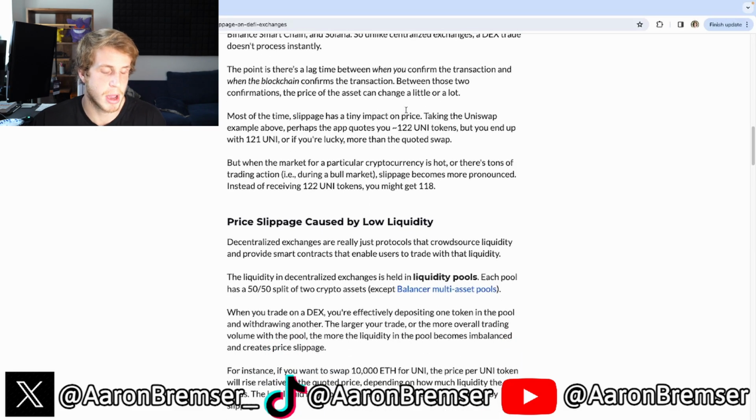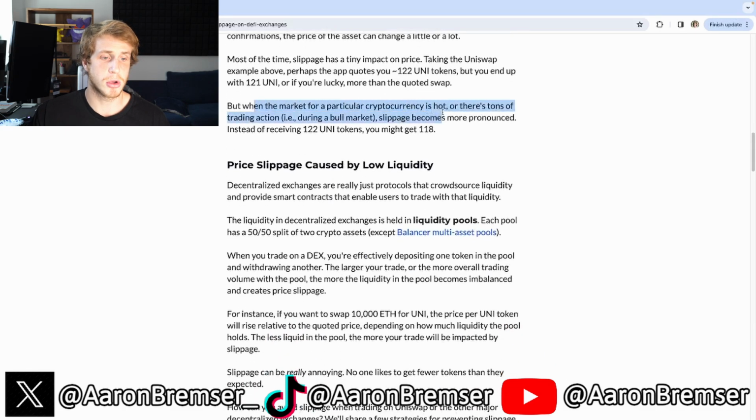Most of the time, slippage has a tiny impact on price. Taking the Uniswap example above, perhaps the app quotes you at 122 Uni tokens, but you end up with 121, or if you're lucky, more than the quoted swap. But when the market for a particular cryptocurrency is hot, there's tons of trading action, slippage becomes more pronounced. Instead of receiving 122 Uni tokens, you might get 118. That's another thing. If something's extremely volatile, there will be more slippage. A combination of illiquid coin, aka shitcoins, and volatility equals tons of slippage. And also, you must understand how a project's tokenomics work. That can affect the slippage as well.